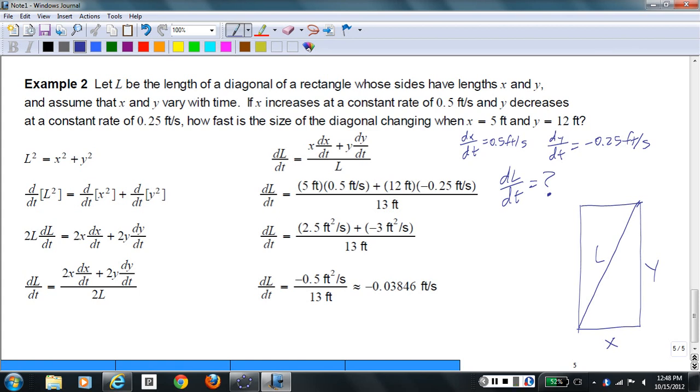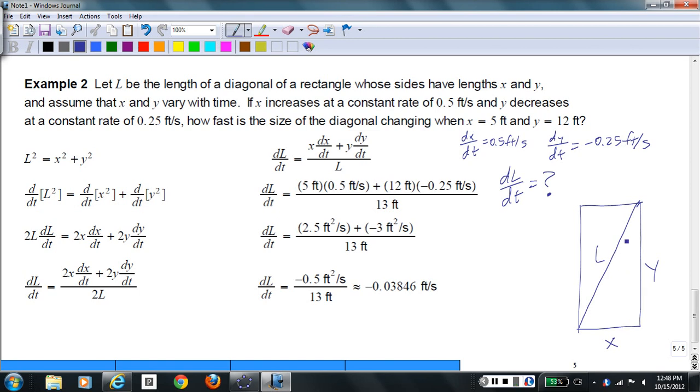So what we ultimately need to find the final answer is an equation that relates all of these, basically x, y, dx/dt, dy/dt, L, and dL/dt. Certainly it's got to have a dL/dt in there, or dL/dt in terms of everything else that's given. To get there, we need to begin with an equation that relates x, y, and L. Something without the derivatives, just plain old x, y, and L. And for that, that's the Pythagorean theorem. x squared plus y squared equals L squared.